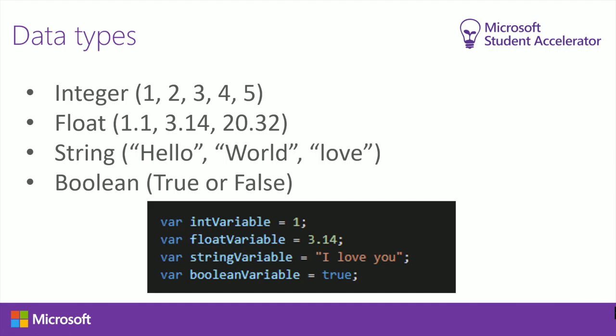Strings are a sequence of characters like hello, world, love. They can also be comprised of a sentence. As we can see in the string variable example, it can be multiple words like I love you, or it could be the quick brown fox jumped over the lazy dog. It is a sequence of successive characters. We also have the Boolean data type, which is a simple true or false.